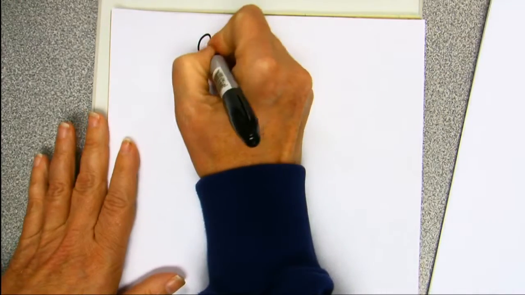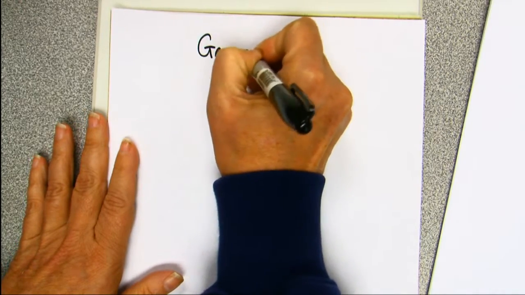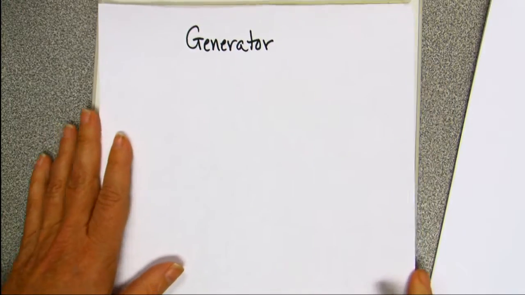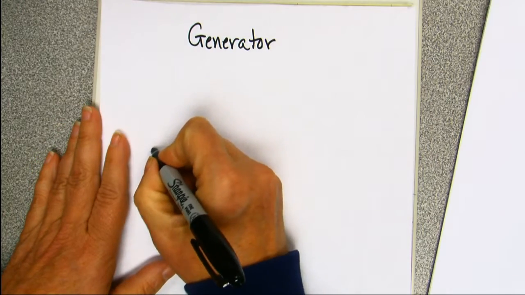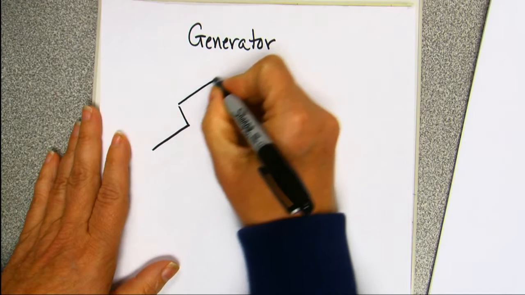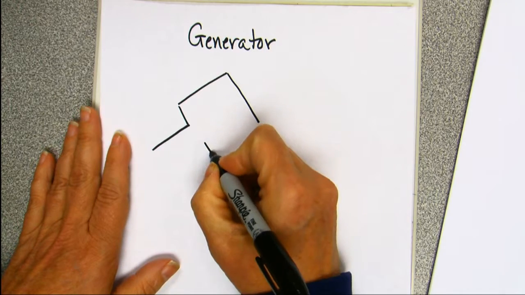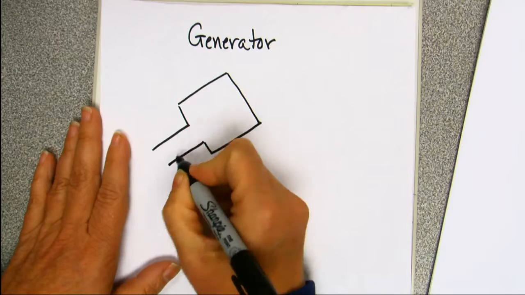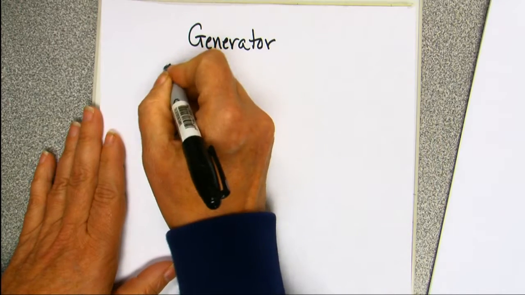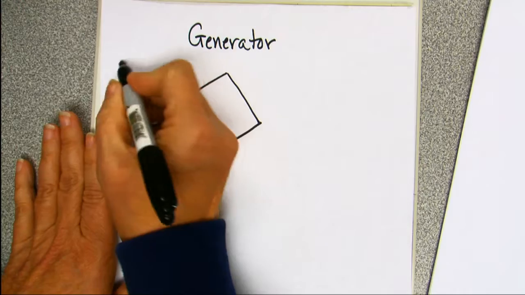So let's make my device. I'm going to come over here. We're going to make a generator here. I'm going to have my handy dandy little loop that I'm going to allow to spin. And I'm going to go ahead and give myself a uniform magnetic field.